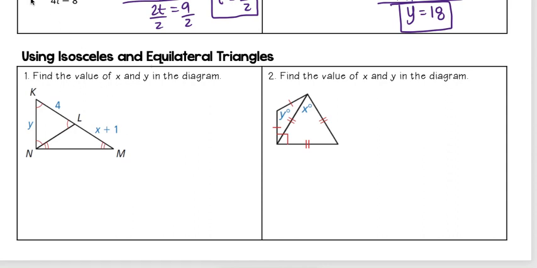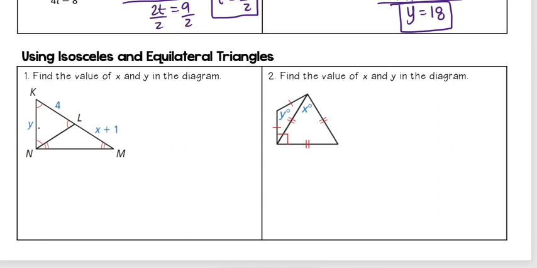So for this first one, I want to find the value of x and y in the diagram. And here I'm really just looking for where's my equilateral, equiangular triangles, and where's my isosceles, because that's really going to help me figure out what these values are from using those properties.